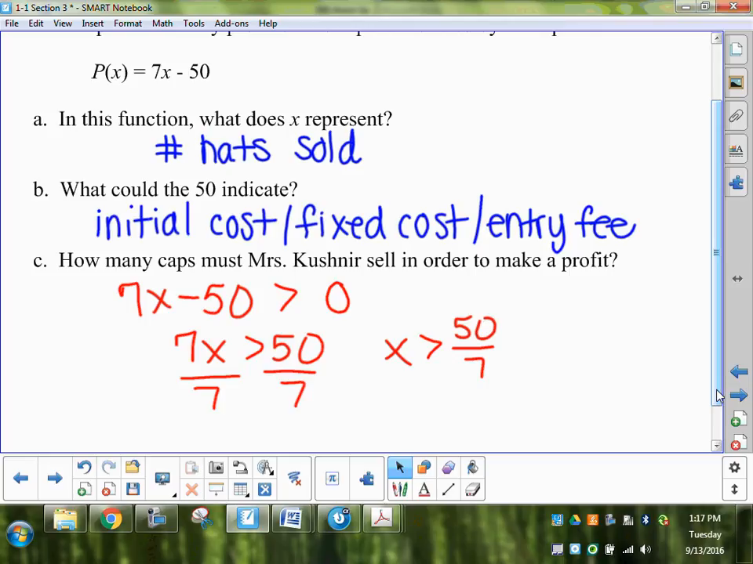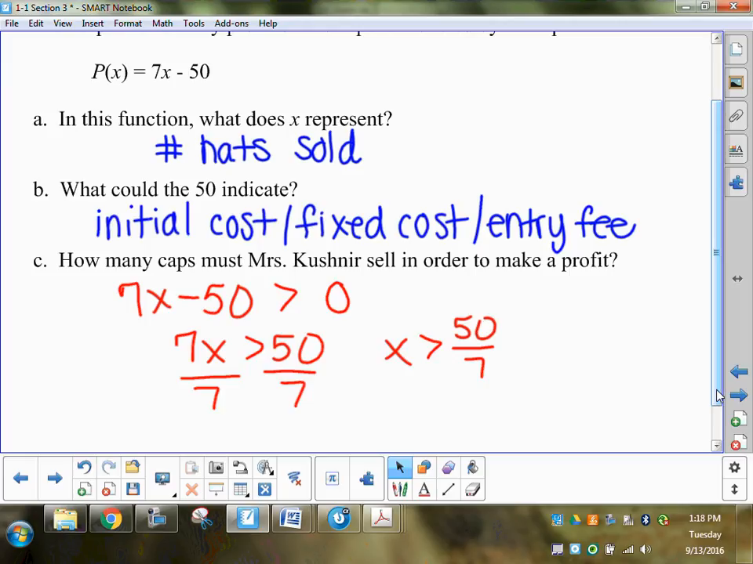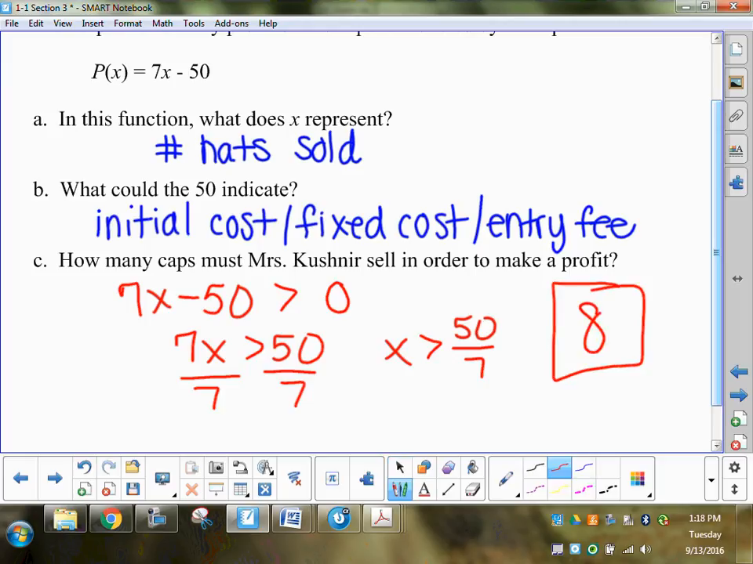What you have to do is put it in context. How many hats do they need to sell in order to make a profit? Hands up, please, if you can answer that question. We've got 3, 4 of you, 5. John Paul, what did you say? 8. There you go. If they sell less than 7, well, 7 doesn't work, by the way, either. And I know that because 50/7 is 7 and 1/7th, because 7 times 7 is 49.